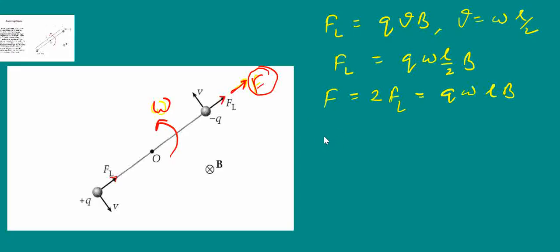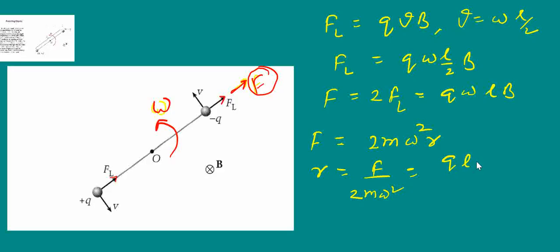So this F will be equal to m v squared by r, or rather, total mass is 2m, rotating with angular velocity omega, and we don't know the radius. Newton's second law of motion provides us an equation like this, and we find the value of r equal to F by 2m omega squared. Everything is given, and we can write the value as qLB upon 2 omega. That means we found the solution perhaps.